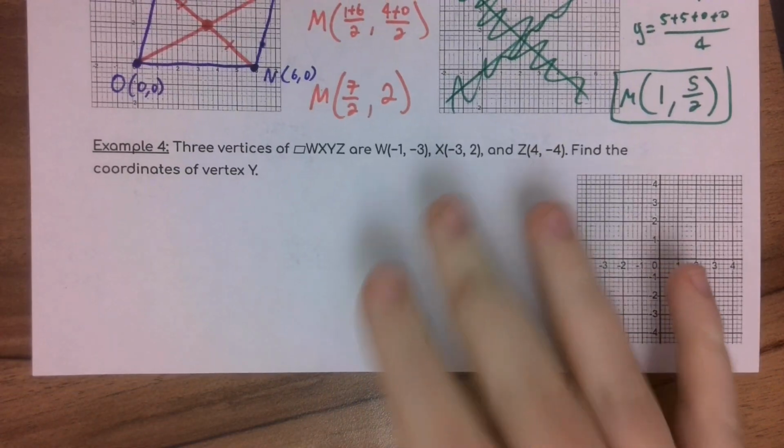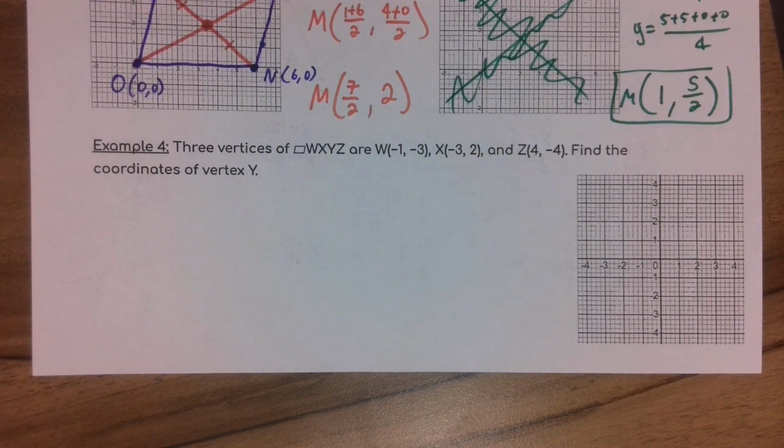So, we know 3 vertices of WXYZ. Only 3 of them. We don't have the 4th. We have the coordinates here, which we can graph, and we're asked to find the coordinates of vertex Y. Overall, we have the data to do it, but it's going to be a bit tricky.